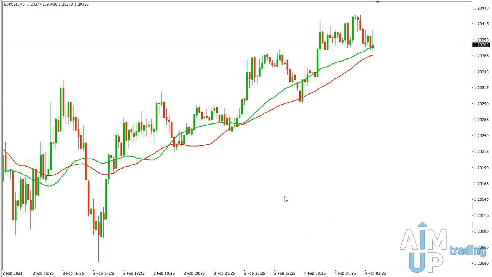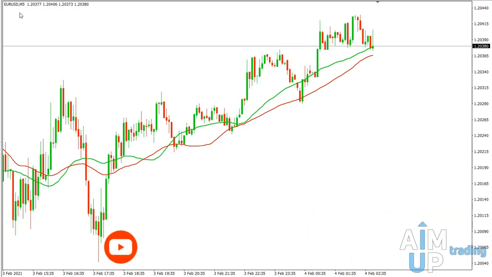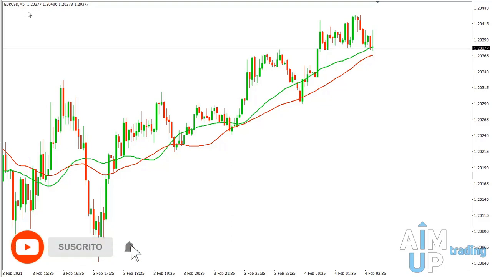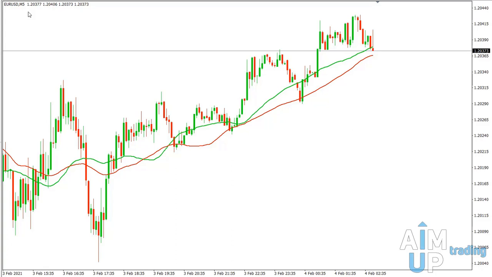We're now on the 5-minute chart, and as you can see, the price looks like an uptrend. So what we're gonna do is wait for the green moving average to cross the red moving average, and from there we're gonna be looking to short the Euro US dollar.